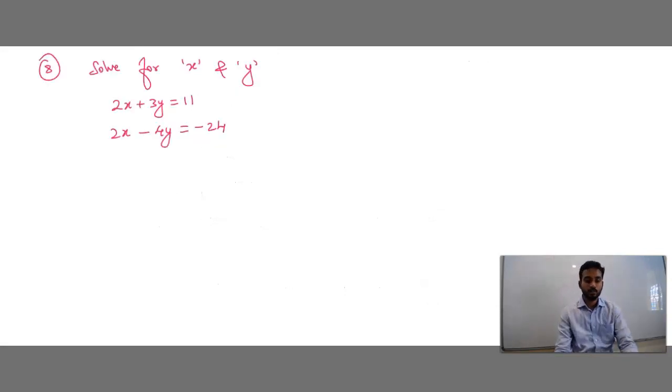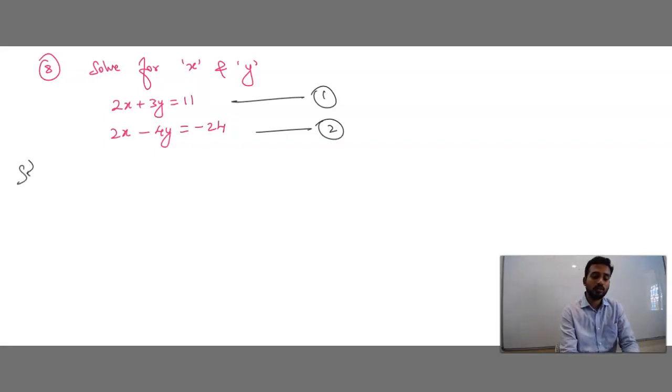Let me solve the next problem. Solve for x and y. We can see two linear equations given, which are simultaneous linear equations. Now we need to solve this, same thing like what we did in the previous case. This is equation 1 and equation 2.